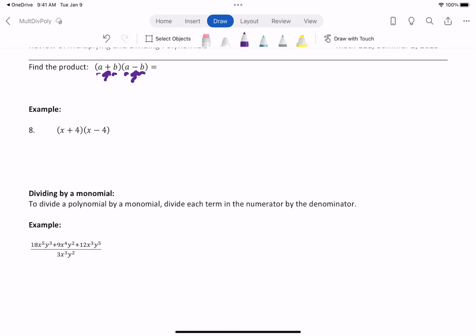So if we were to FOIL that out, a times a would give me a squared. The outside is a times negative b, so that's minus ab. The inside is b times a, which is positive ab. And the last terms, b times negative b, is negative b squared. So when they were exactly the same, the 2 middle terms were exactly the same, and we got 2 of them.